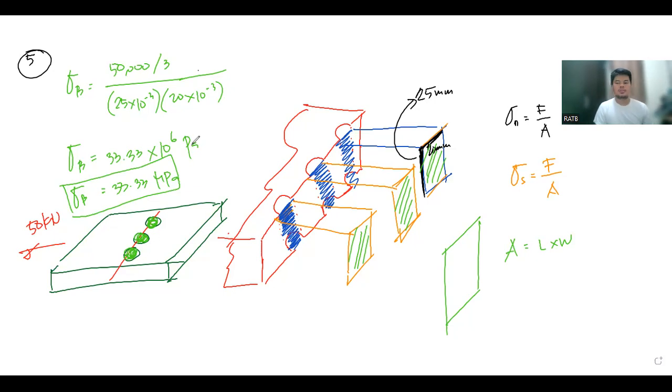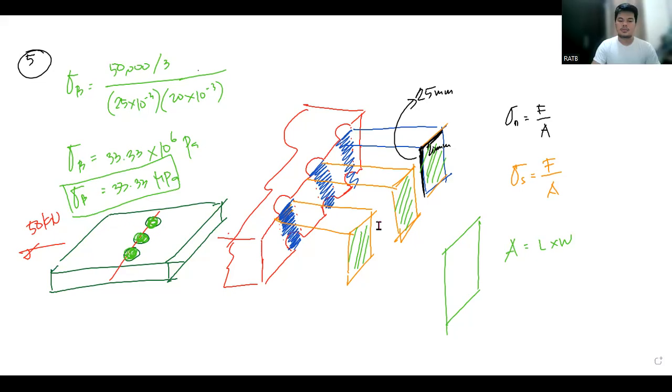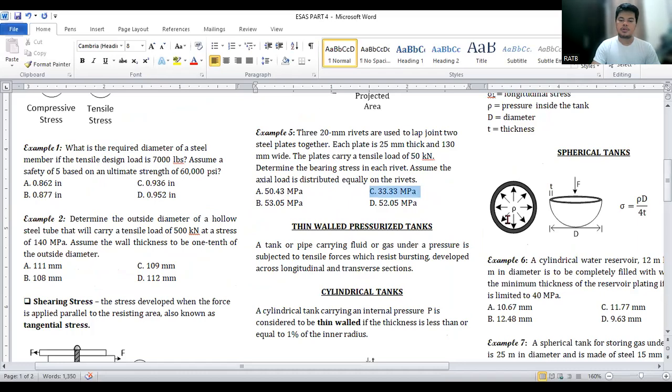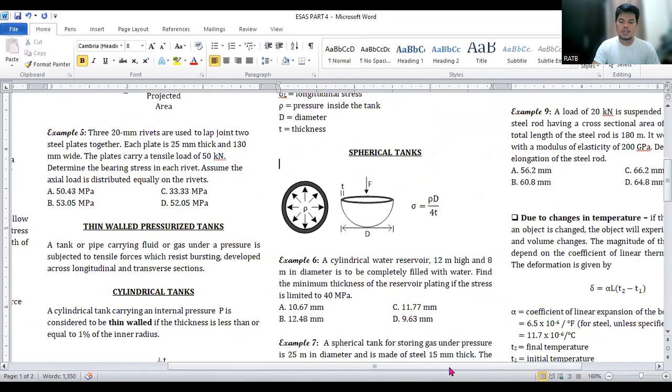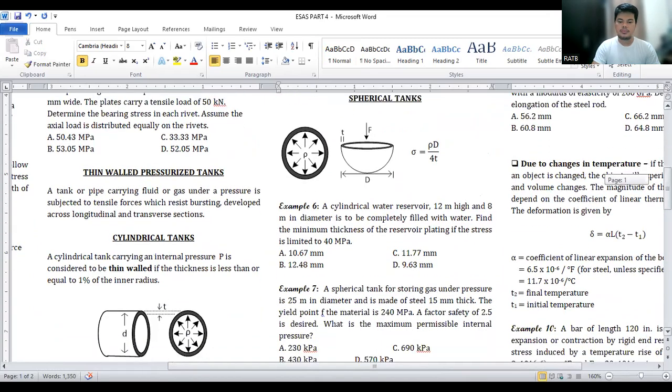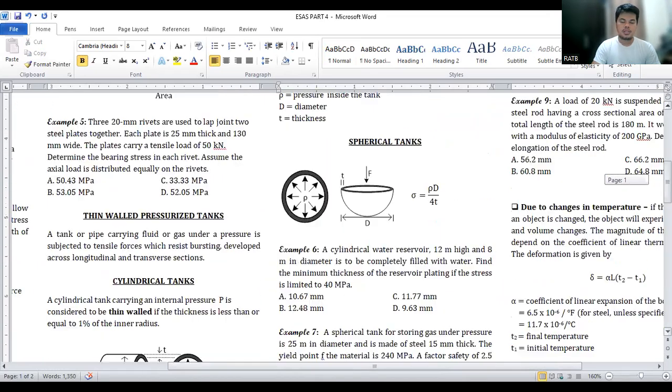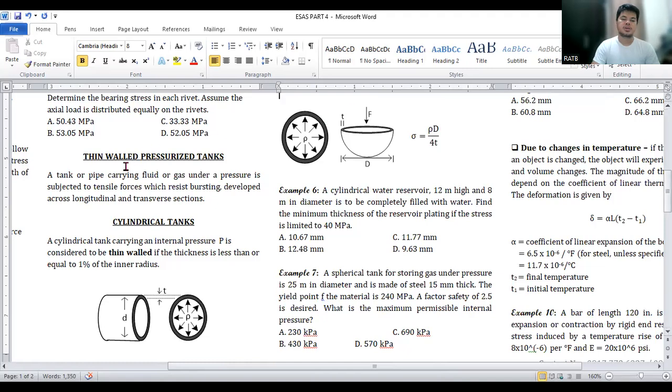Okay, so that's the bearing stress. So in example number 5, you have there 33.33 megapascal. Okay, so after which we move now to the next topic that we have, which is the thin-walled pressurized tanks.